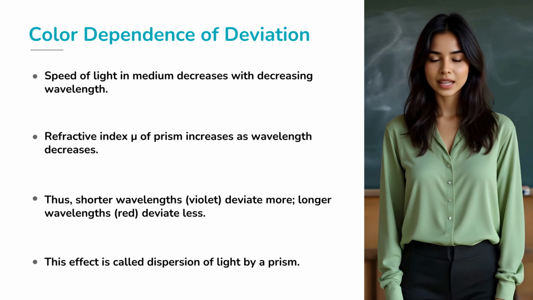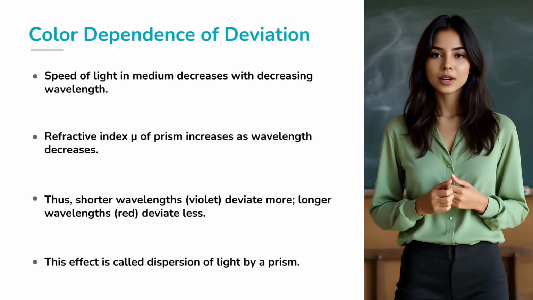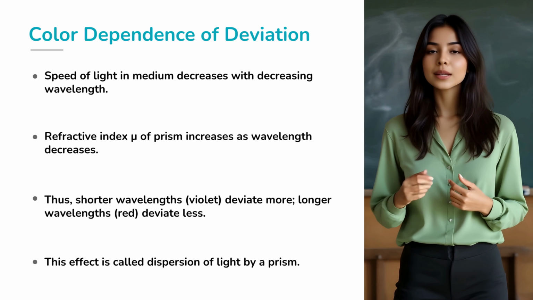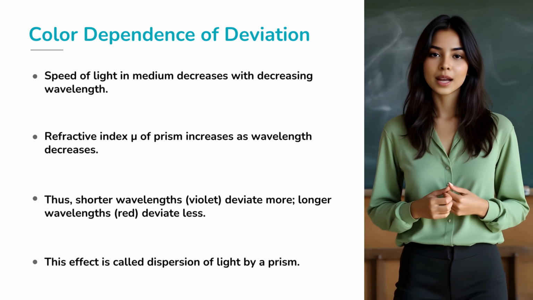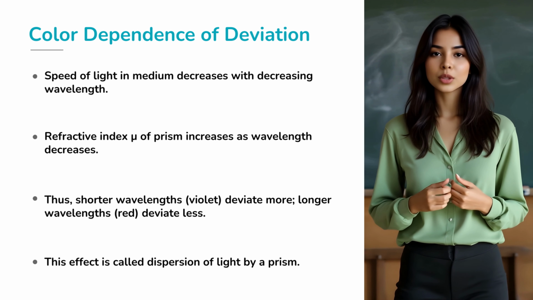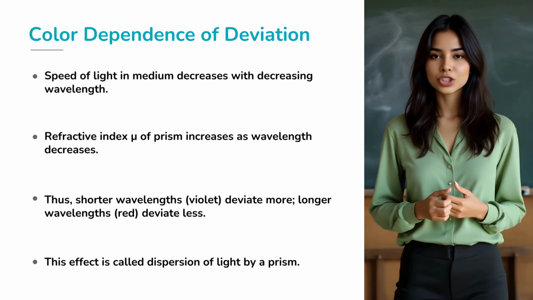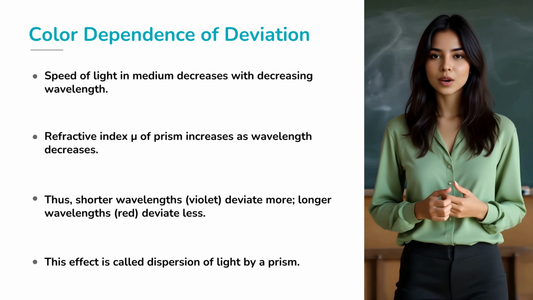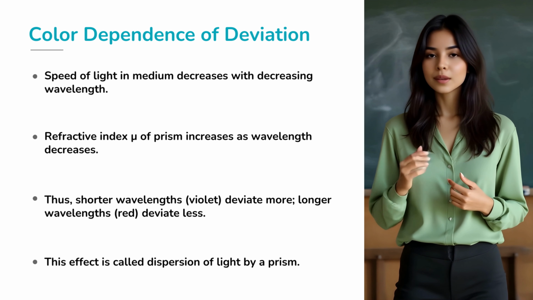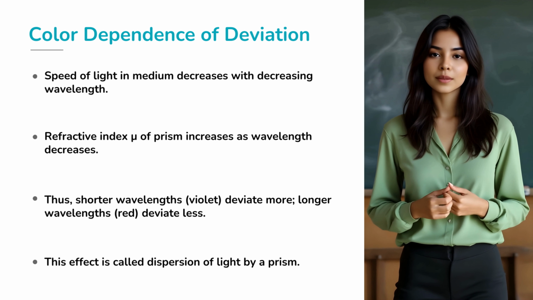Since refractive index mu is inversely related to speed, and speed is given by v equals c by lambda, we can say mu is proportional to 1 over v. So, when wavelength decreases, refractive index increases and deviation gets larger. That's why violet bends more and red bends less. This phenomenon is nothing but dispersion, the prism separating light by color, like nature's own color sorter.